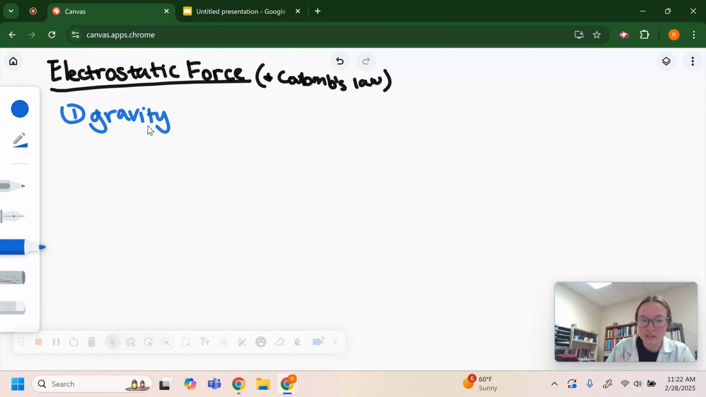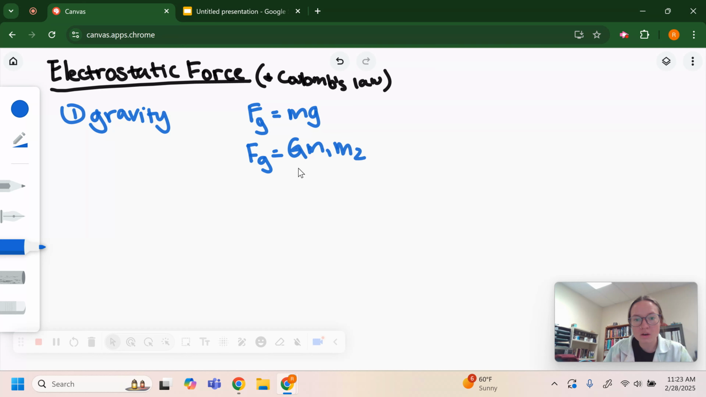Gravity, we have already talked about pretty extensively. You know that there are two formulas for gravity. One formula for gravity is F_g equal to mg. And the other formula for gravity is F_g equal to capital G times m1 times m2 all over r squared.